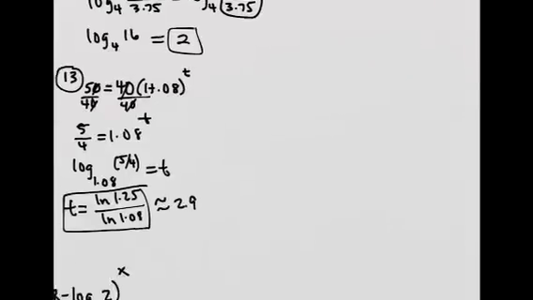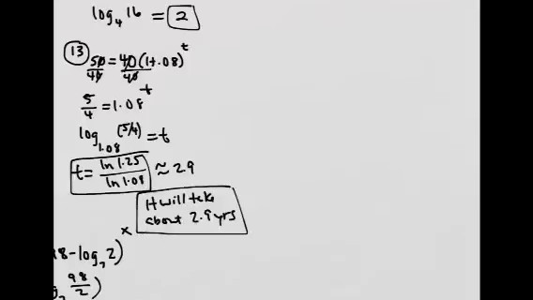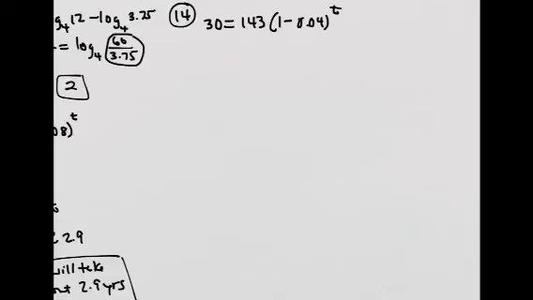So you would say it will take about 2.9 years for it to reach the $50. So here's the equation that would solve the problem for number 14.